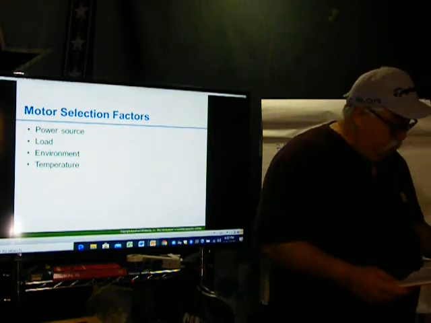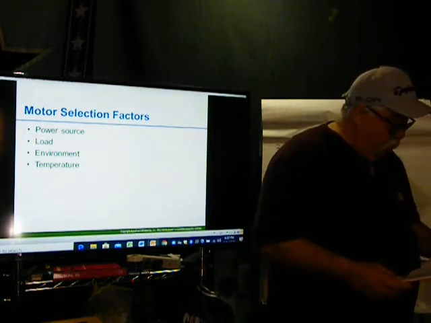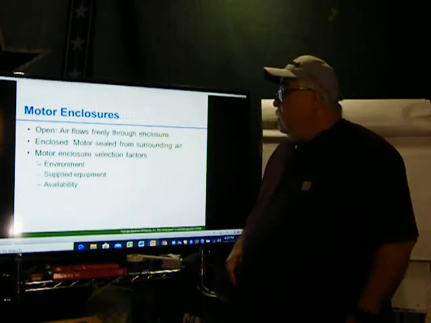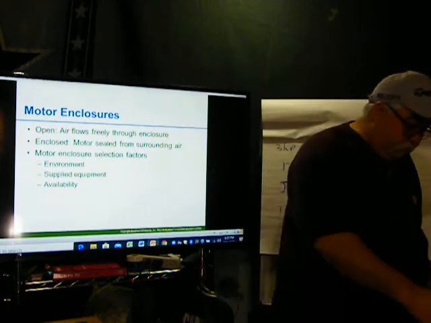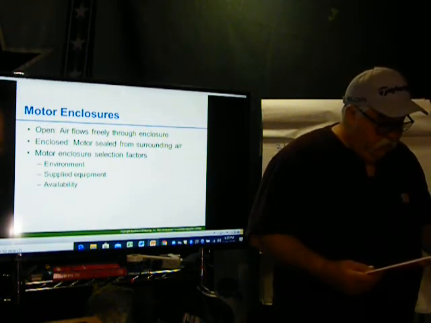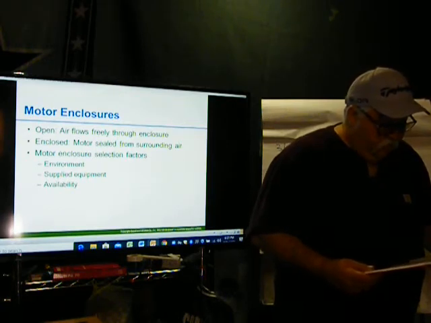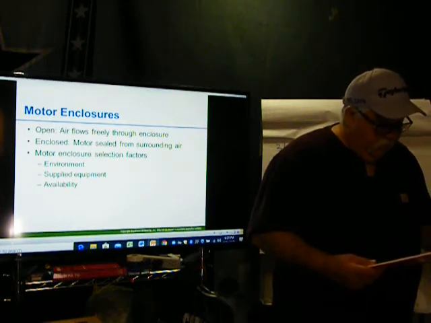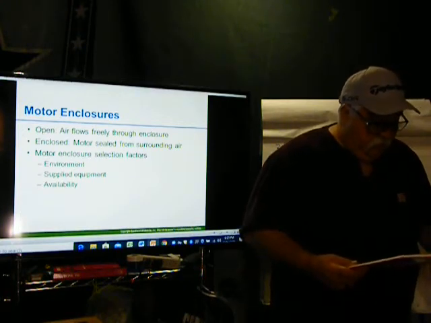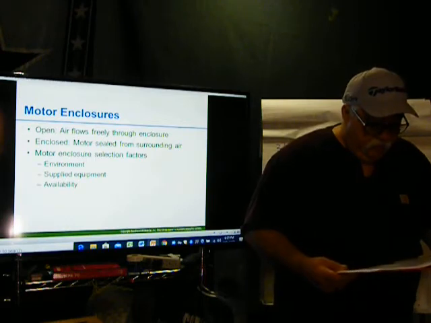Okay, motor enclosures. Motors can be classified as either open or enclosed. An open motor allows air to flow freely through the enclosure. In an enclosed motor, the enclosure seals the motor from surrounding air. Within the general classification of open or enclosed, there are a variety of enclosure types available. Many factors affect motor enclosure selection, and following are some of the most important.